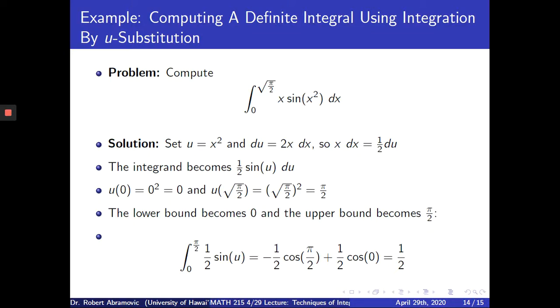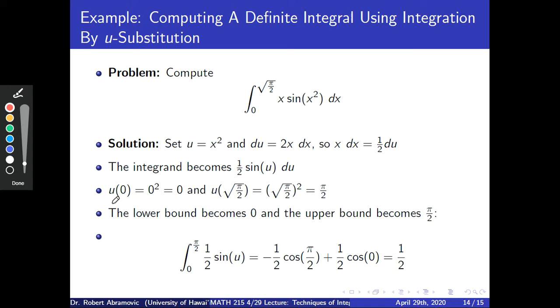Let's look at an example. Let's compute the integral from 0 to square root of pi over 2, of x times sine of x squared dx. The solution is to set u to be the inside function. Again, we saw that before. The inside function here is x squared. du then is 2x dx. So x dx is equal to 1/2 du. The integrand, as we saw before, becomes 1/2 sine of u du.